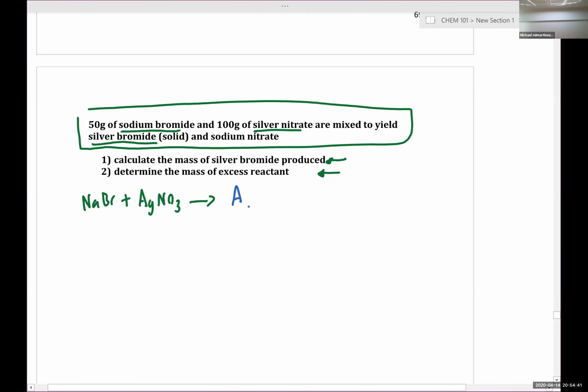So we're making AgBr. And for sodium nitrate, just to finish this off, what's the formula for sodium nitrate? Yep, NaNO3. Okay, wonderful. Now, before we break off into groups and before we identify our limiting and excess reactant, would someone like to tell me right away, is this equation balanced? Should I put a check mark here?